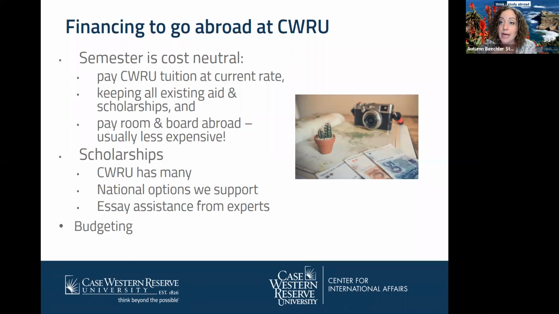There are also many national options that we support. The Office of Education Abroad has served on national scholarship review boards for the Gilman and for other different scholarships. So when you're coming to us as a student to get scholarship assistance, we've reviewed these on a national level. And so we're very able to help. It's one of the things that we really try to do for our students, to make the money not an issue. And we also have lots of tips for budgeting on our website.